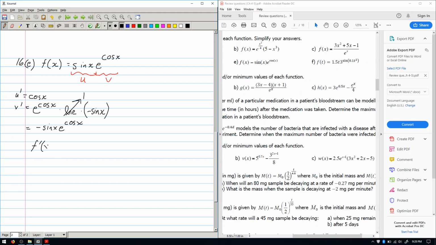Well, f prime of x is going to be u prime times v plus v prime times u.